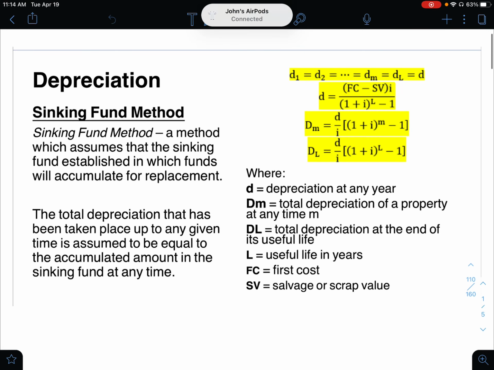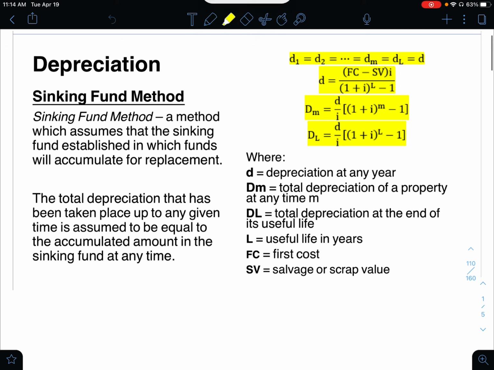Alright, so now let's talk about another method for depreciation, which is what we call the sinking fund method. The sinking fund method is a method which assumes that a sinking fund is established in which funds will accumulate for replacement. So the total depreciation that has taken place up to any given time is assumed to be equal to the accumulated amount in the sinking fund at any time.